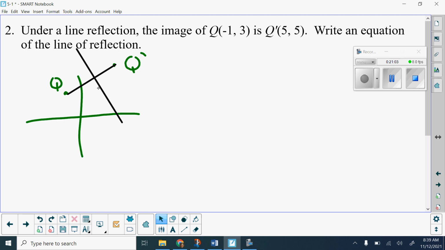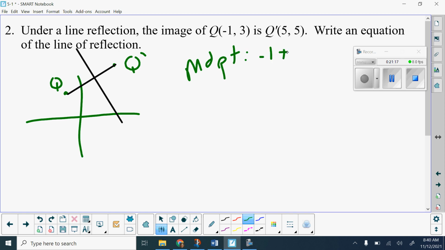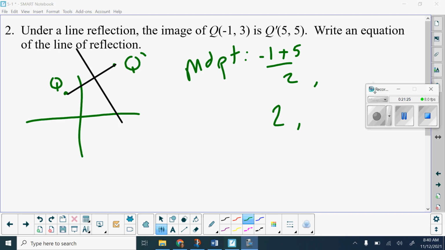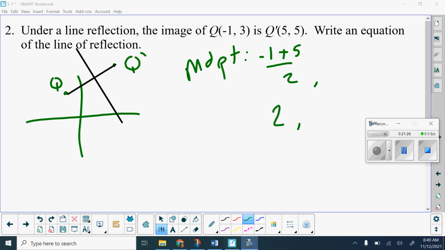All right, to come up with this, I need to find the equation for the perpendicular bisector, and we've done this several times now. So let's start with the midpoint. Remember, to find the midpoint, I'm going to add my x's together and divide by 2. So that's 4 divided by 2 is 2. And then I'm going to do the same thing with my y values. So I'm going to add the y's and then divide by 2. So that's 8 divided by 2 is 4. So 2 comma 4 is the midpoint, and that looks pretty reasonable based on my sketch.